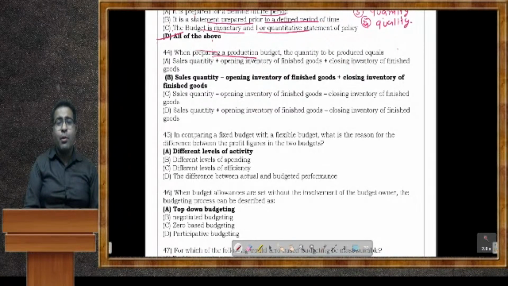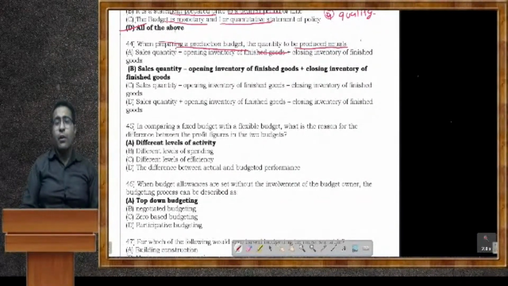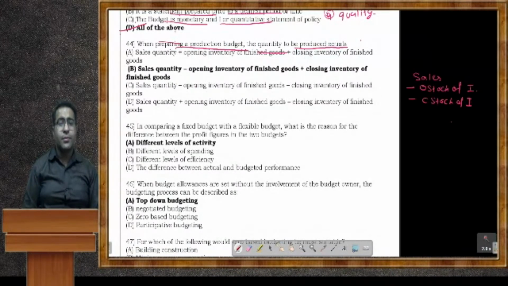When preparing a production budget, the quantity to be produced equals how much? Simple: from the sales, deduct opening stock of inventory less closing stock of inventory. Then we will get how many goods are produced in this month, in this year. So the right answer is B.